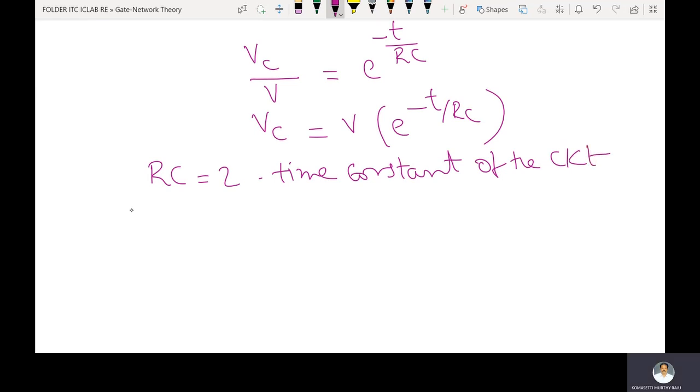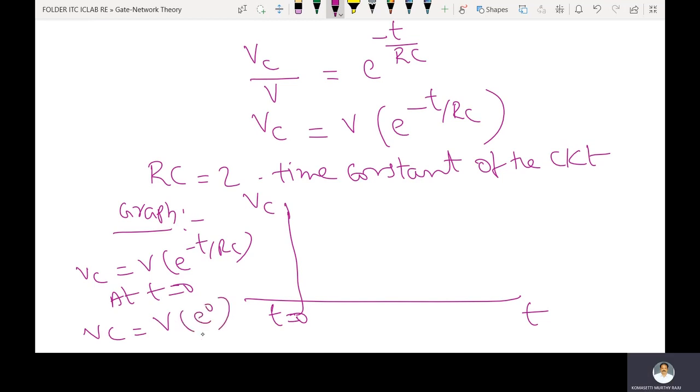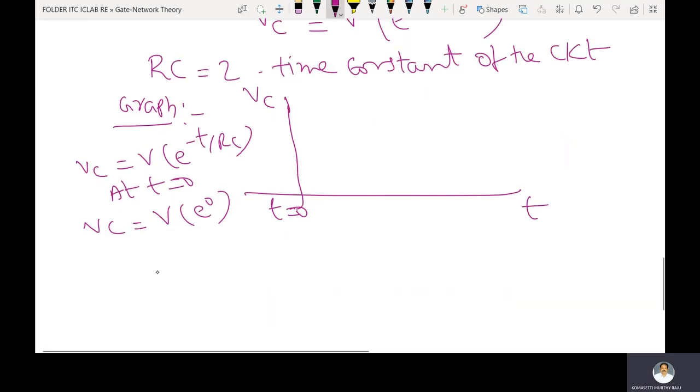Now the graph: time versus Vc, the instantaneous voltage across the capacitor. At t is equal to 0, substitute in Vc is equal to V into e power minus t by RC. Vc is equal to V into e power 0, and e power 0 means 1. So Vc is equal to V, the source voltage.